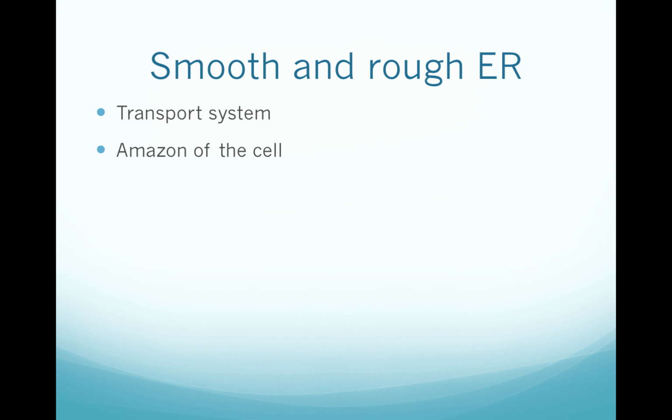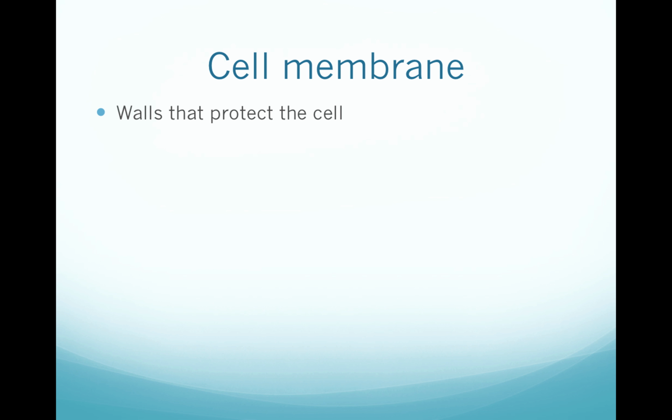The smooth and rough endoplasmic reticulum. The rough endoplasmic reticulum has many ribosomes attached to it, while the smooth does not have any ribosomes attached to it. It is the transport system for molecules for certain changes and specific destinations. And this happens so that they are not freely moving around the cytoplasm.